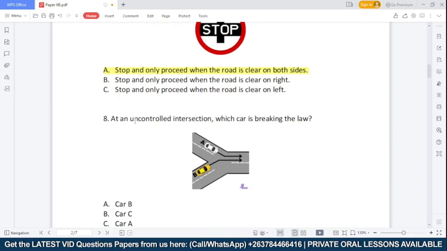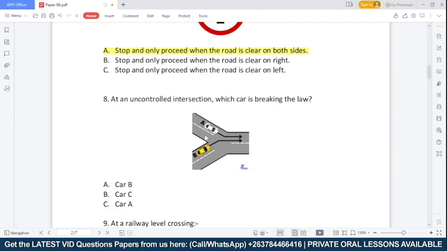Now for number 8, at an uncontrolled intersection, which car is breaking the law? Now we have two cars here. We have car A and car B. Which one is breaking the law? As you can see, car A, we give the right of way to car B. Why? Because car B is on the right of car A.